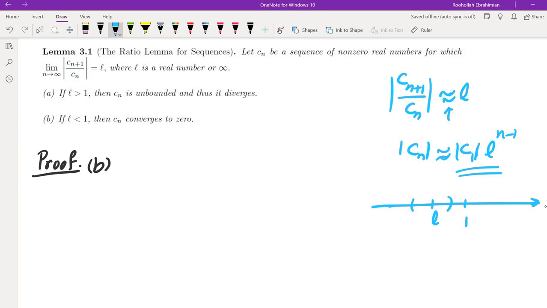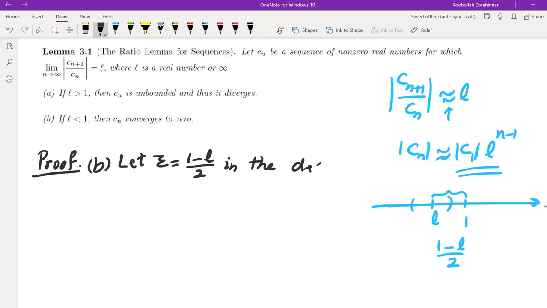In order to do that, we're going to have to take some epsilon. So what epsilon do we take to avoid 1? You would like to be not close to 1, so you could take the distance between 1 and L and then divide it by 2. We know 1 is more than L, therefore (1 minus L) over 2 is positive. So let epsilon be (1 minus L) over 2 in the definition of limit.